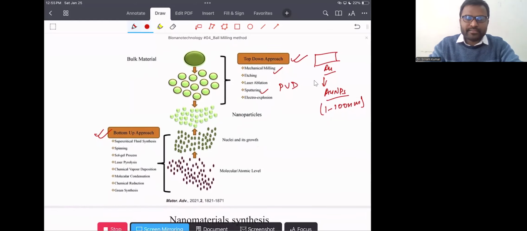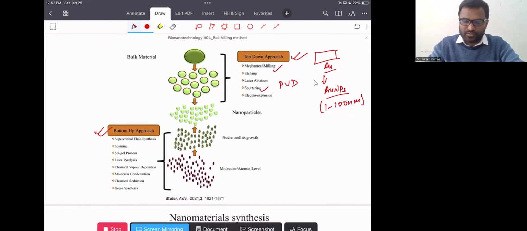And the other technique is the bottom-up approach. In the bottom-up approach, we start the material growth from the molecular or atomic level, and that atomic or molecular level of material starts growing. The first growth phase is nucleation, and after that there is the growth of these materials. Then after that we get the nanomaterial. So in the bottom-up approach, we start with the building blocks of that material.